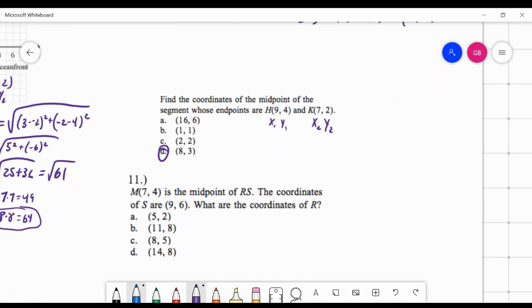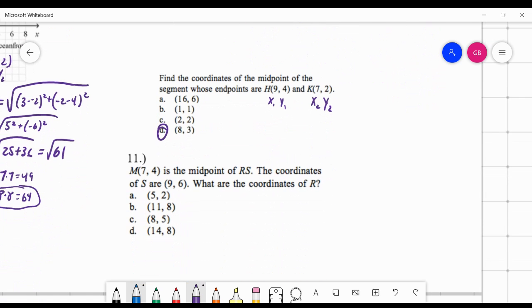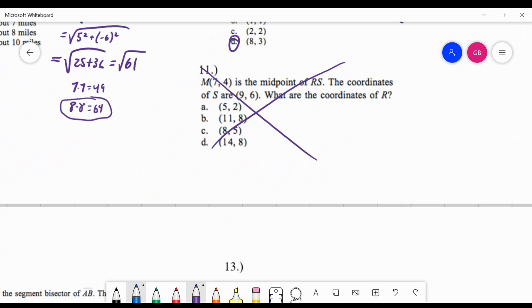Okay, that's number 10. And then number 11, you're given the midpoint and the coordinates of S. What are the coordinates of R? So you don't have to do number 11. That type of question would not be on the test on Friday.